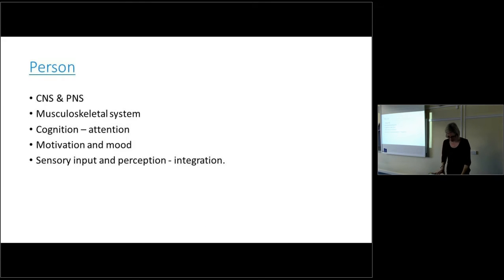So for the person, we need to think about their central nervous system and their peripheral nervous system. So you're thinking about their ability to perceive and to feel. If you think about when you've been to the dentist and you've got a numb face, how easy is it to talk? It's not because he's paralysed all the muscles, it's because you can't feel anything.